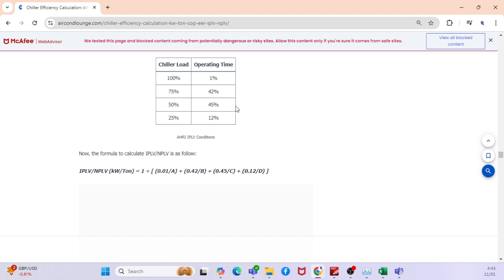Say for example, assuming there is a hotel building. You know that tourism will be at its peak in December and will be less in the August, June or July months because of the weather profile. But your chiller will be designed for 100 percent, right?